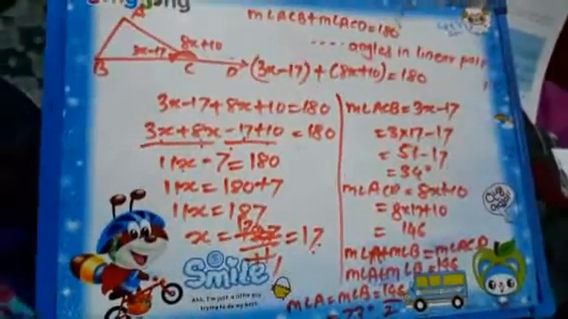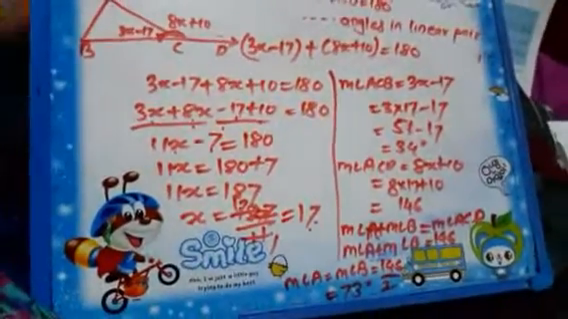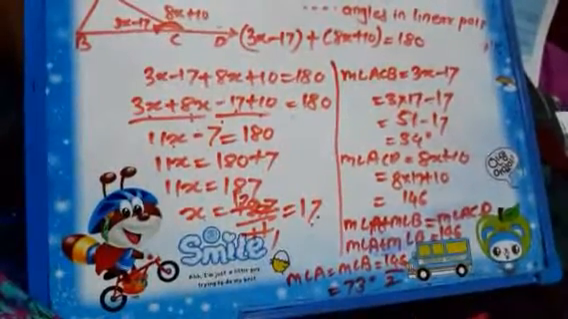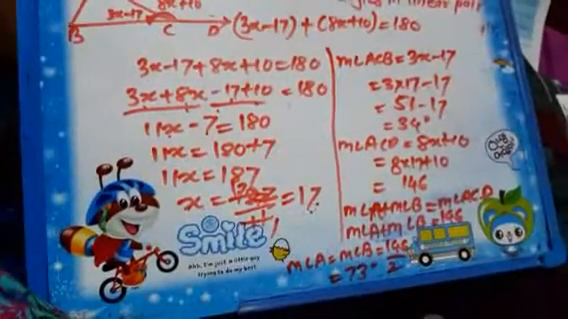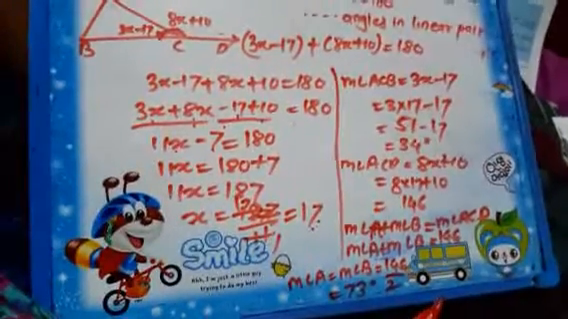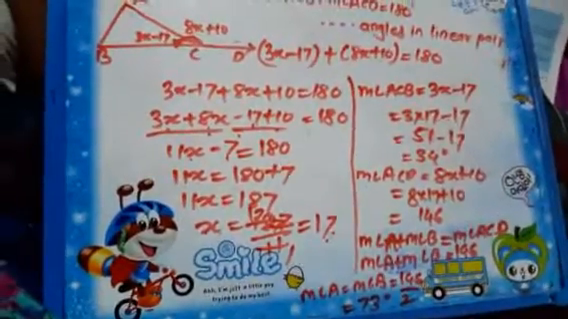So in this way we have completed our fourth chapter, angles and pairs of angles. Complete the exercise related to this chapter in your notebook, and all solved questions also you have to copy in your notebook.